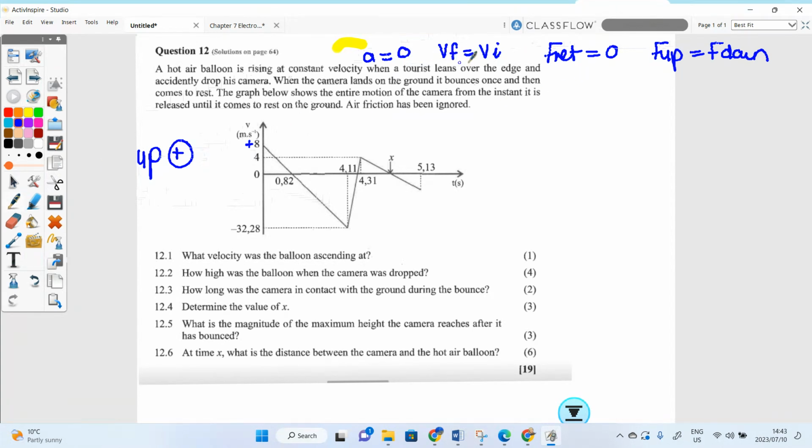Then it says the tourist leans over the edge and accidentally drops his camera. As the hot air balloon is going up, the camera is going up. So at what speed was the camera going when the tourist dropped it? At 8 meters per second. It asks what velocity the balloon was ascending at, which checks that you know the balloon and the camera are going at the same velocity.